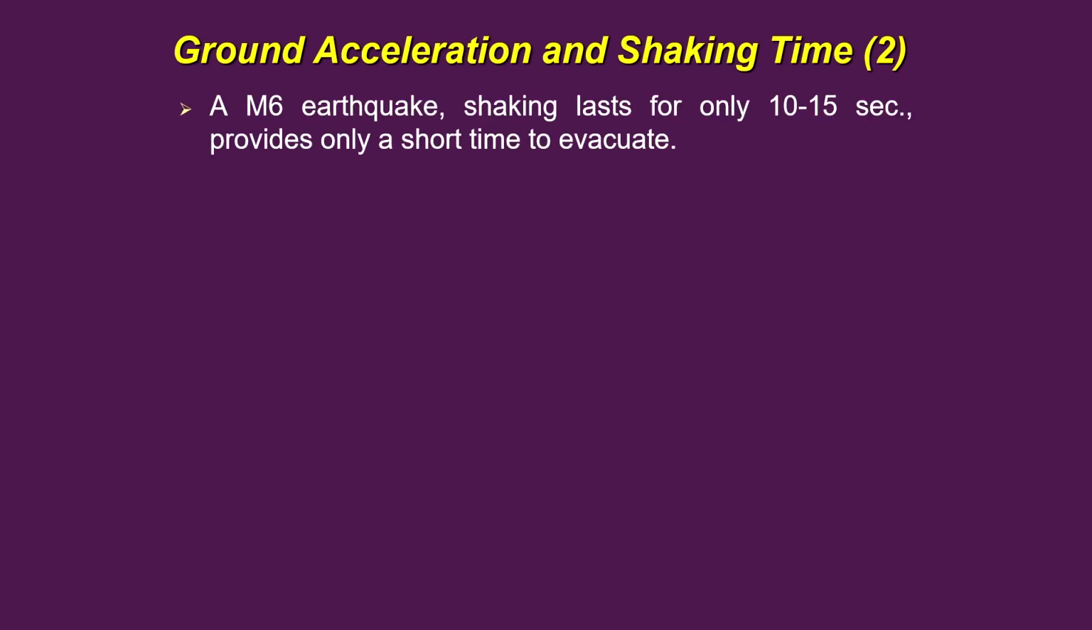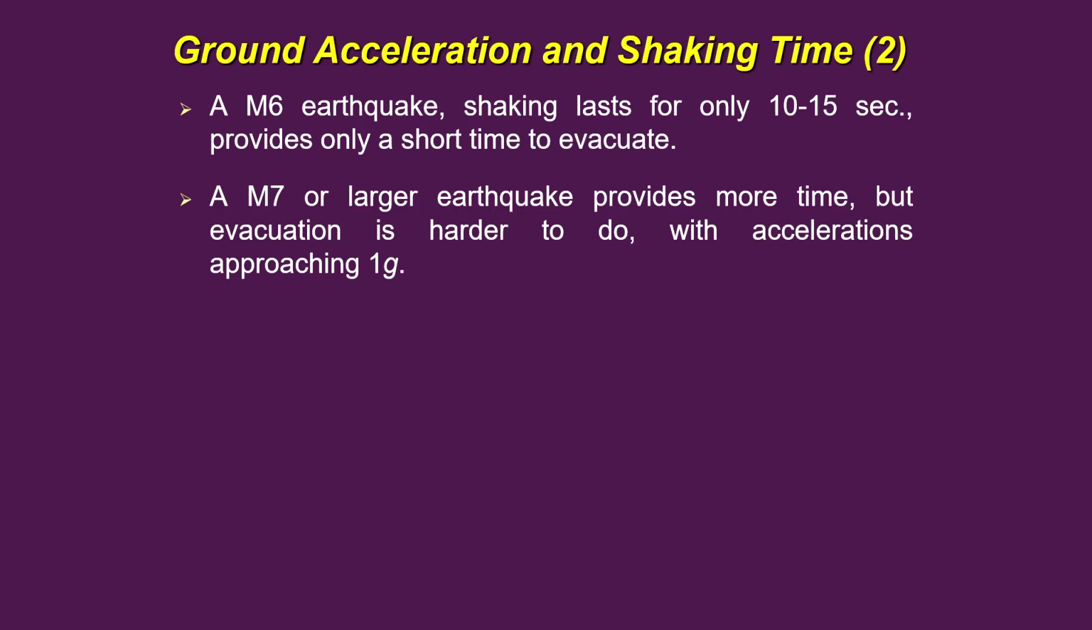So, ground acceleration and shaking time. A magnitude 6 earthquake's shaking lasts for only 10 to 15 seconds. Now this will provide only a shorter time to evacuate. A magnitude 7 or larger earthquake provides more time because it will have more time shaking, but evacuation is harder to do because the ground acceleration may approach 1 g.